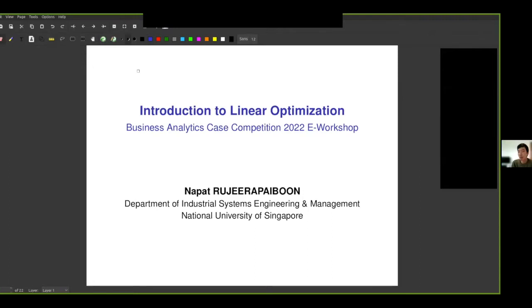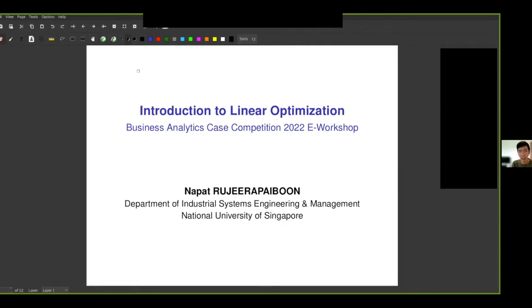Okay, good morning, everyone, and thank you very much to the IC team for the kind introduction. As they mentioned, my name is Napat Rujeerapaiboon, and I'm an assistant professor at NUS. Today, I would like to share a little bit about the topic of linear optimization, an introductory topic to operation research in general. Even though the topic may seem to be at the beginner level, it turns out that it is very useful and heavily used in the industry.